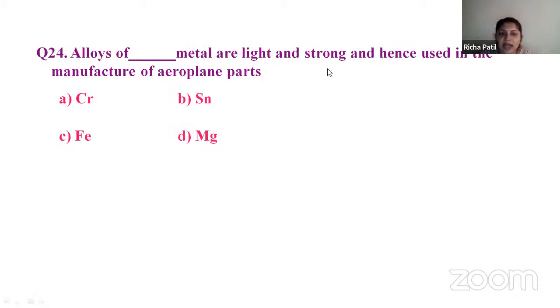Alloys of dash metal are light and strong and hence used in manufacture of aeroplane parts. So the answer is Mg. The answer is D. So alloys of magnesium are used in manufacture of aeroplane parts.